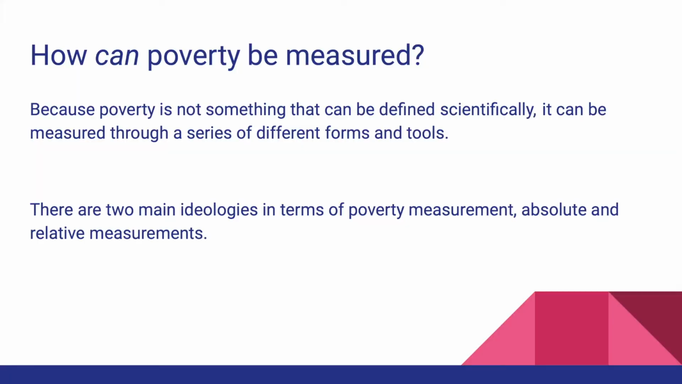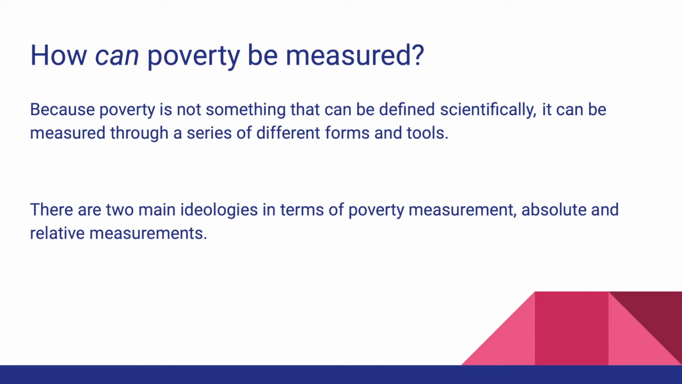Though, then the question is raised of how can poverty be measured? Because poverty is not something that can be defined scientifically, it can be measured through a series of different forms and tools. There are two main ideologies in terms of poverty measurement: absolute and relative measurements. As stated by John Iceland, absolute measures typically attempt to define a truly basic, absolute need and standard. On the other hand, relative poverty uses the comparative disadvantages to measure poverty. These different approaches are represented in the different tools used to measure poverty, such as the OPM, Official Poverty Measure, SPM, Supplementary Poverty Measure, and the Capabilities Approach to the Measurement of Poverty.